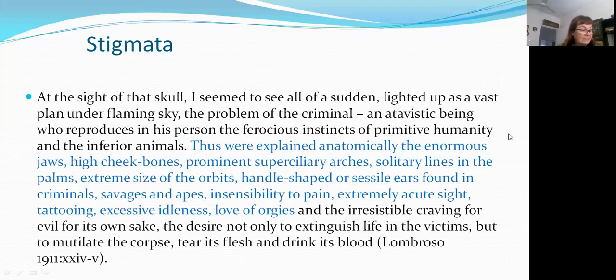Okay, stigmata. The stigmata is all about their physical features. So, greater skull thickness, large jaws, relatively long arms, low and narrow forehead, large ears, absence of baldness, darker skin, greater visual acuity, diminished sensitivity to pain and absence of blushing, having an aquiline or otriolobal nose, it's just their nose shape, okay? Insensibility to pain, extremely acute sight, tattooing, excessive idleness and love of orgies.